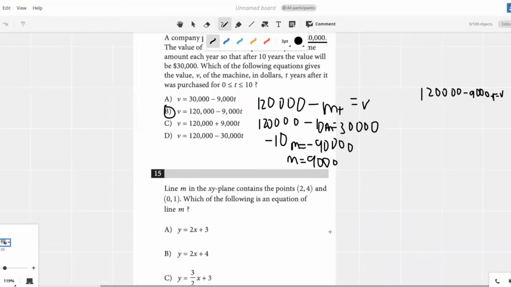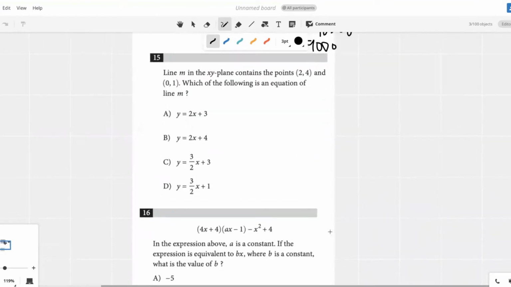Let's move on to number 15. Line M in the xy plane contains the points (2, 4) and (0, 1). Which of the following is an equation of line M?